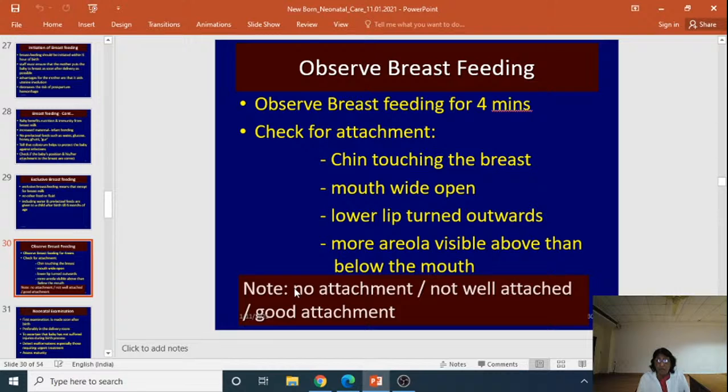All these 4 things are called attachment. You have to see whether there is good attachment or no attachment or not well attached. All these 4 points will be taught to you all.